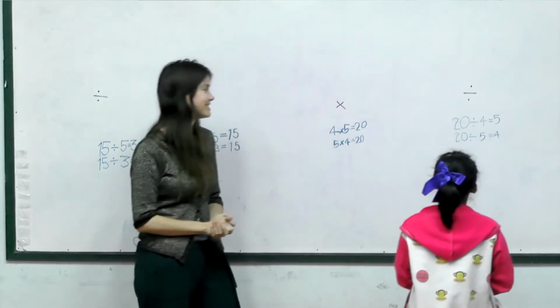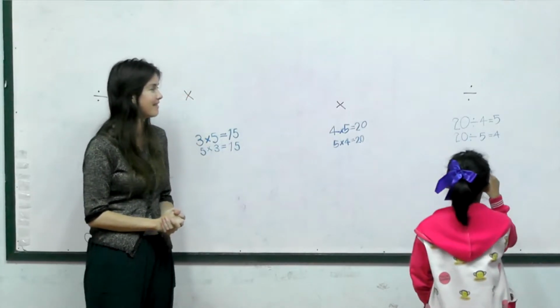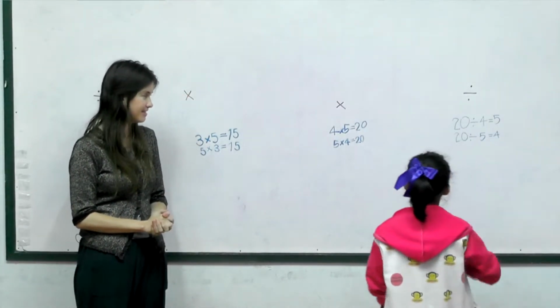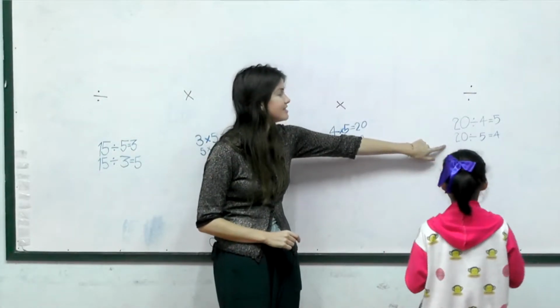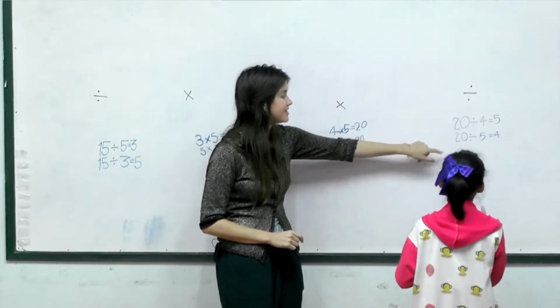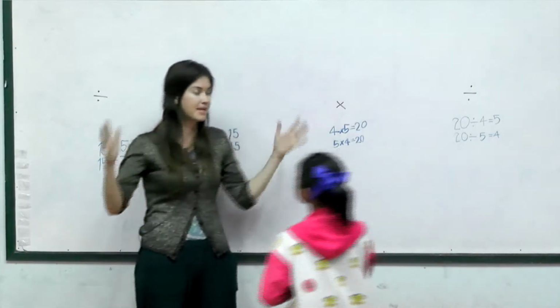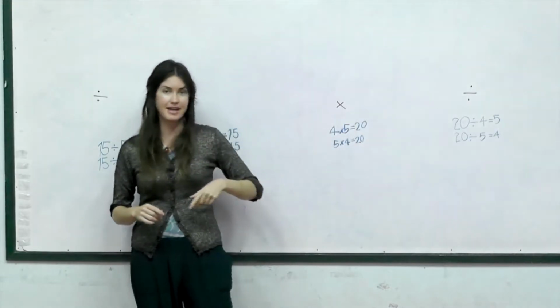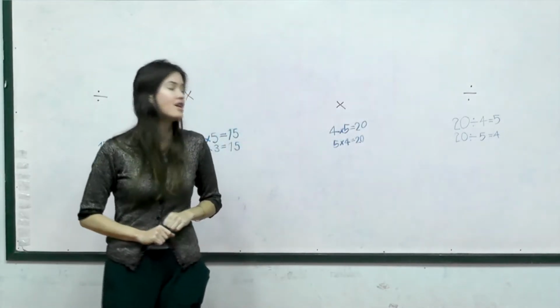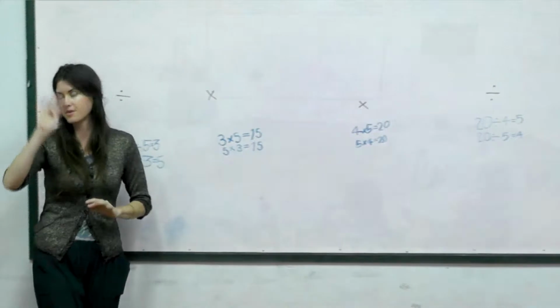Okay, can you tell us what you have? 20 divided by 4 equals 5. Good. And what's the other one? 20 divided by 5 equals 4. Very good. We have our biggest number first for our division. 20 divided by 4 is 5. 20 divided by 5 is 4.